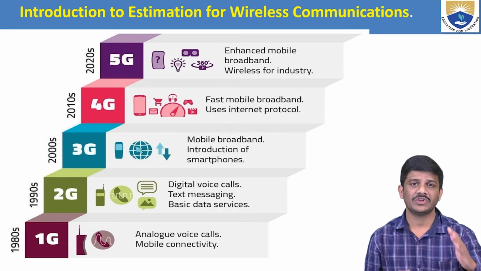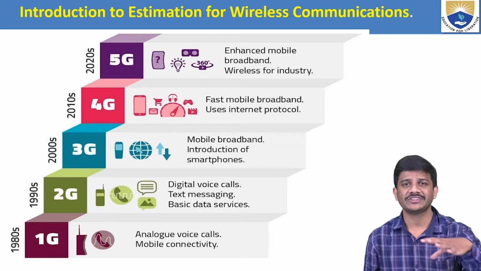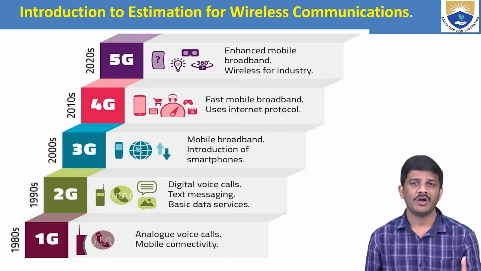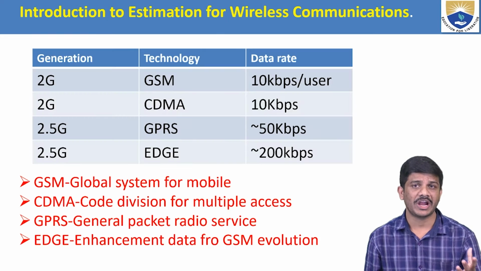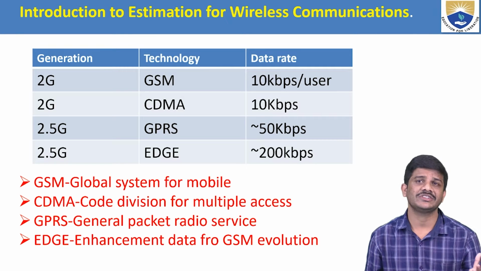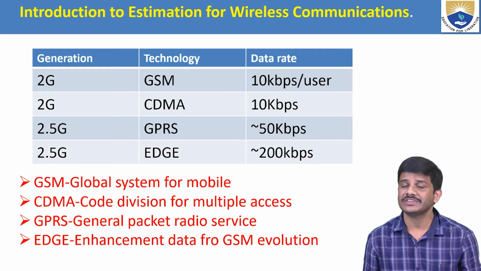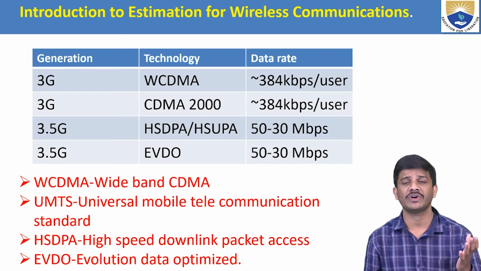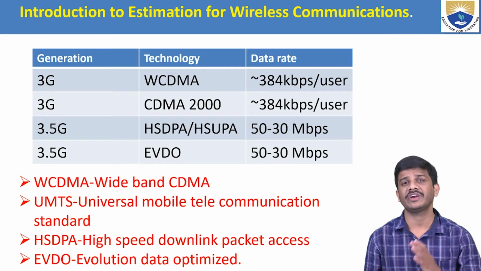This is the generation of wireless communication. In the previous session we discussed the generations we have, from the first generation to the fifth generation, and the enhancements, and when each generation was launched. We also discussed second generation technologies and data rates, which data rate belongs to which technology. We also discussed the third generation, which has different data rates and different technologies.